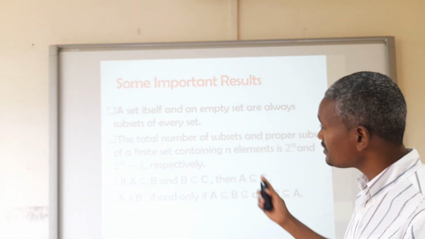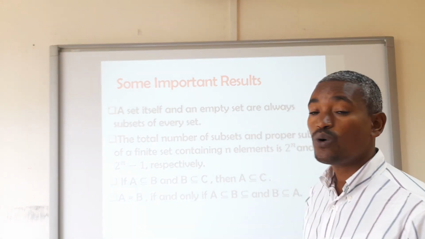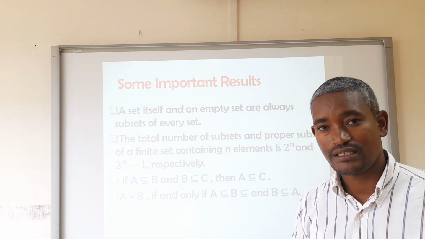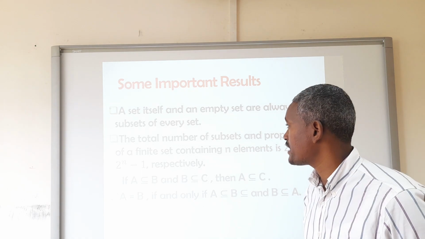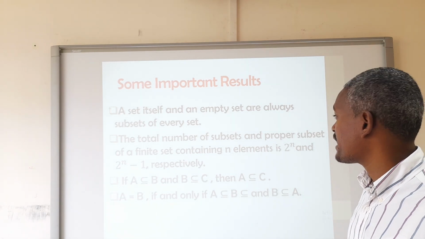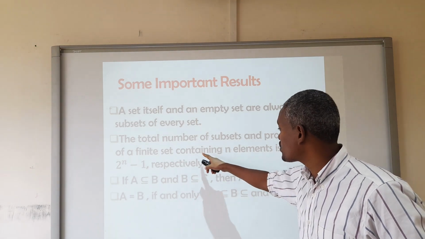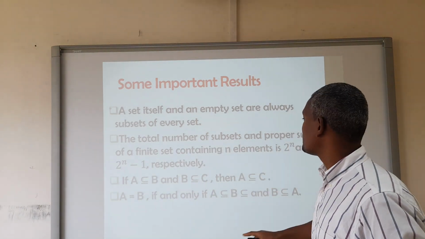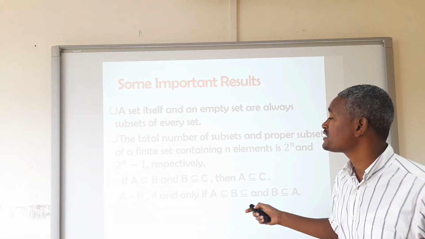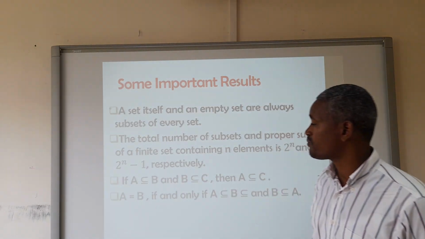Some important results in set theory: a set itself and an empty set are always subsets of every set. The total number of subsets and proper subsets of a finite set containing n elements is as follows. The total number of subsets is obtained by 2 to the power of n, and the total number of proper subsets is obtained by 2 to the power of n minus 1.